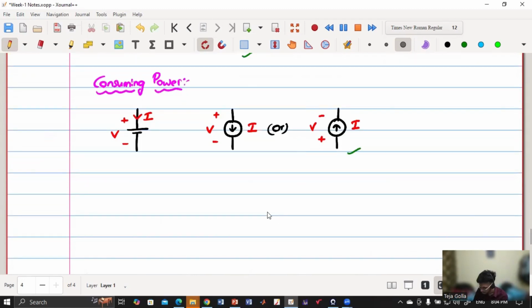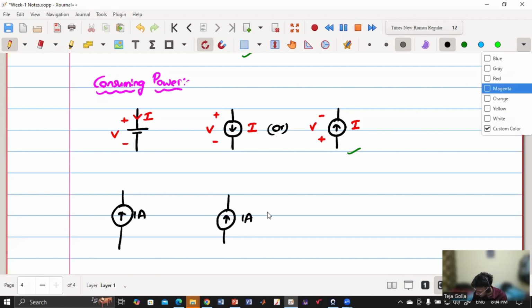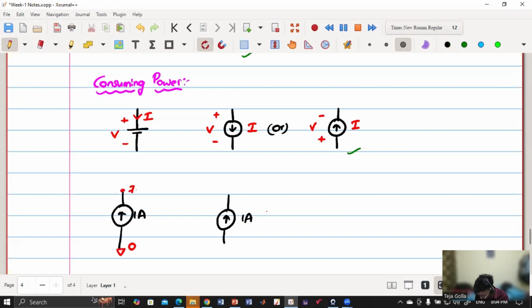So I'll ask you two things. Say this is 1 ampere. Say this I have considered to be reference 0, and this is 7.825 volt. And say this I have considered to be ground, and this I'm getting minus 7.825. Are they both same?